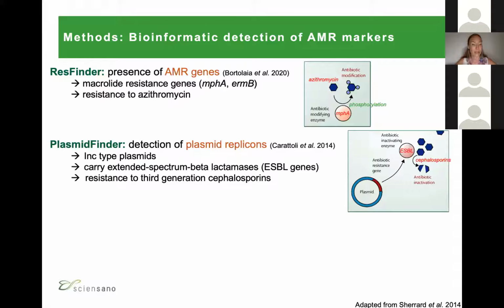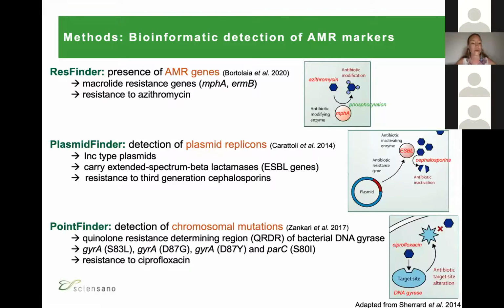Secondly, we used the PlasmidFinder tool, which was published by Carattoli et al. And this enables us to detect the plasmids among sequencing data. For example, in Shigella sonnei, we detected a variety of Inc-type plasmids, and such plasmids can carry resistance genes. For example, the ESBL genes, or extended spectrum beta-lactamases. And then these can break down and inactivate, for example, cephalosporins.